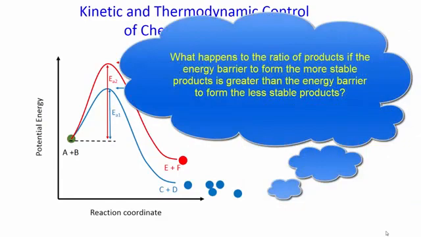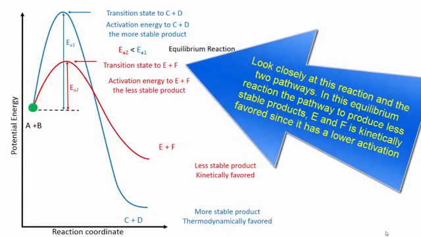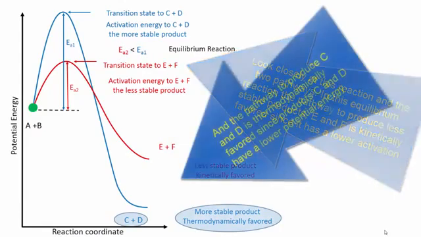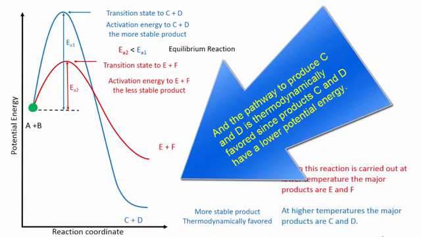What happens to the ratio of products if the energy barrier to form the more stable products is greater than the energy barrier to form the less stable products? Look closely at this reaction and the two pathways. In this equilibrium reaction, the pathway to produce the less stable products, E and F, is kinetically favored since it has the lower activation energy. And the pathway to produce C and D is thermodynamically favored since products C and D have a lower potential energy.